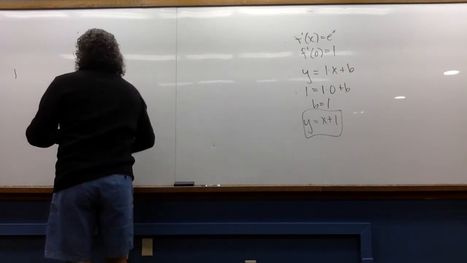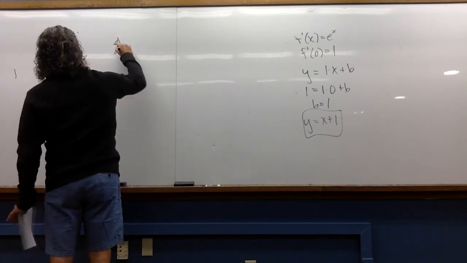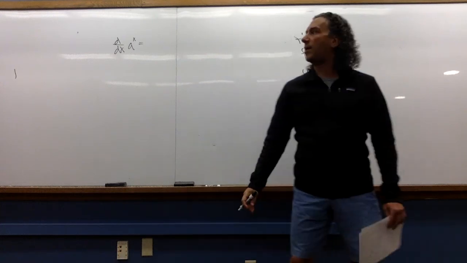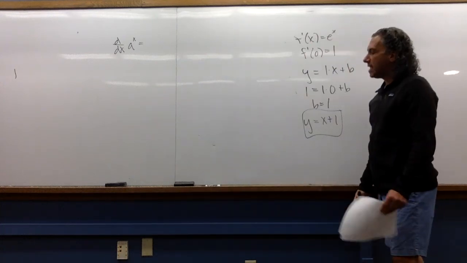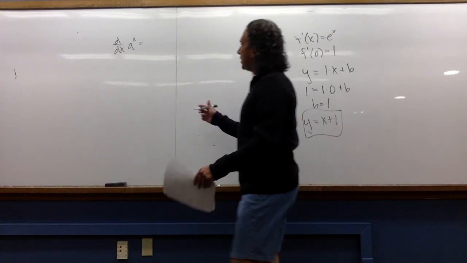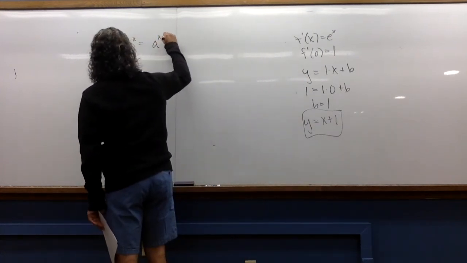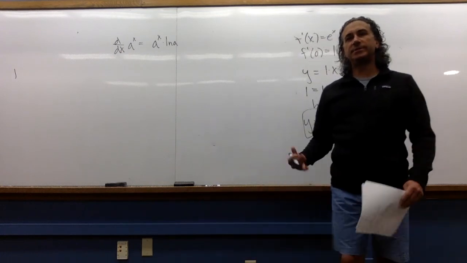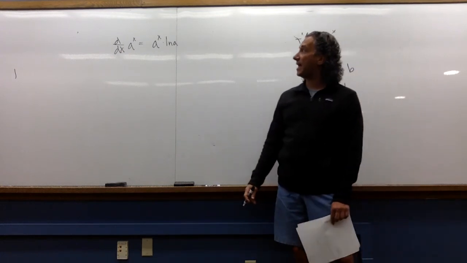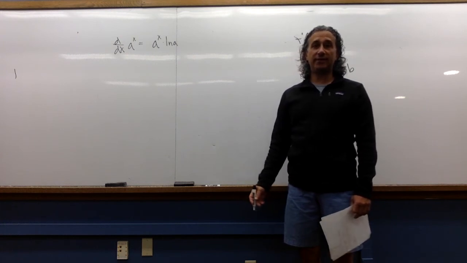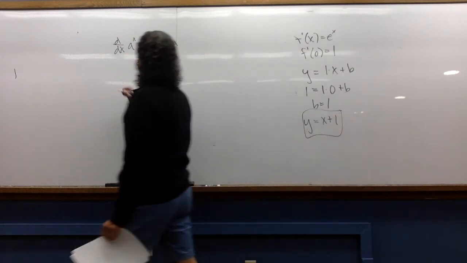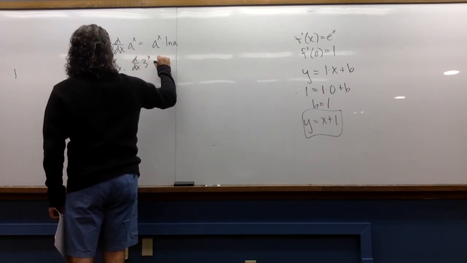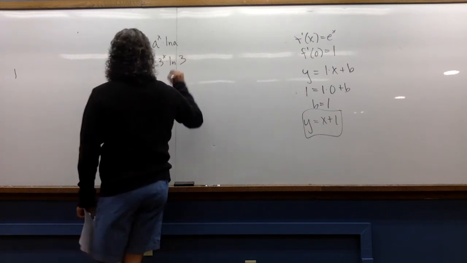In general, we could talk about the derivative of a to the x. So now a is any non-zero constant. This general formula is something that we're not going to prove today. We will prove it when we get some additional tools. So I'm just going to tell you today that the derivative of a to the x is a to the x times the natural log of a. So as an example, the derivative of 3 to the x is 3 to the x times the natural log of 3.